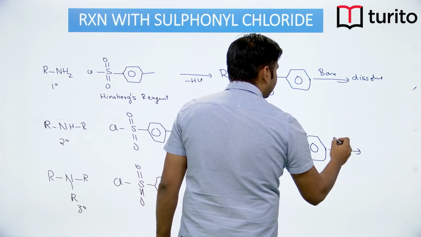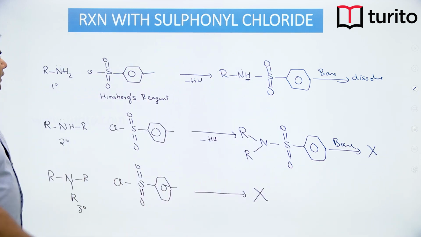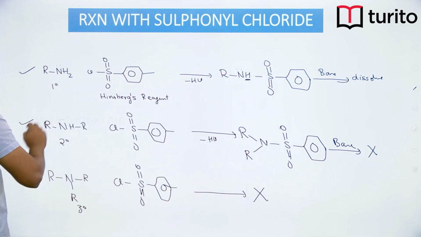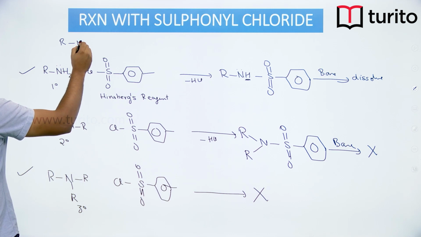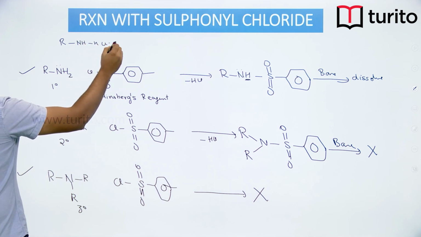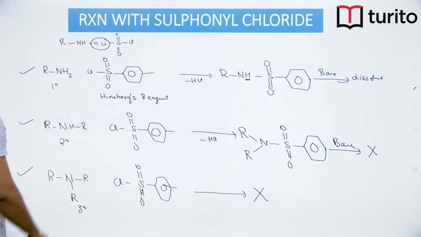Okay, if you add this in a base, this does not have any hydrogen, so this would not dissolve. So basically Hinsberg reagent is also used to differentiate 1 degree, 2 degree and 3 degree amine. What we are doing in this reaction is eliminating HCl. In this one HCl will be eliminated, in this one HCl will be eliminated, in this one HCl cannot be eliminated because there is no H attached to nitrogen.